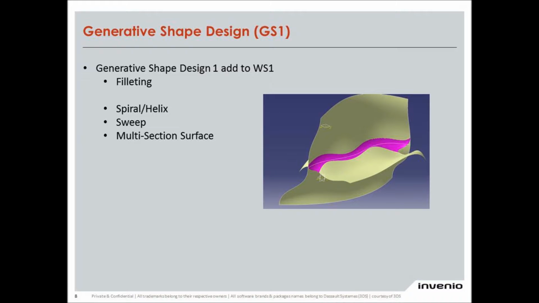CATIA comes with Wireframe and Surfacing 1, which offers a good set of basic surfacing tools, primarily intended to help you with the part design. GS1 provides some significantly more powerful surfacing functionalities, including filleting, spiral and helix, added sweeping options, and multi-section surface.